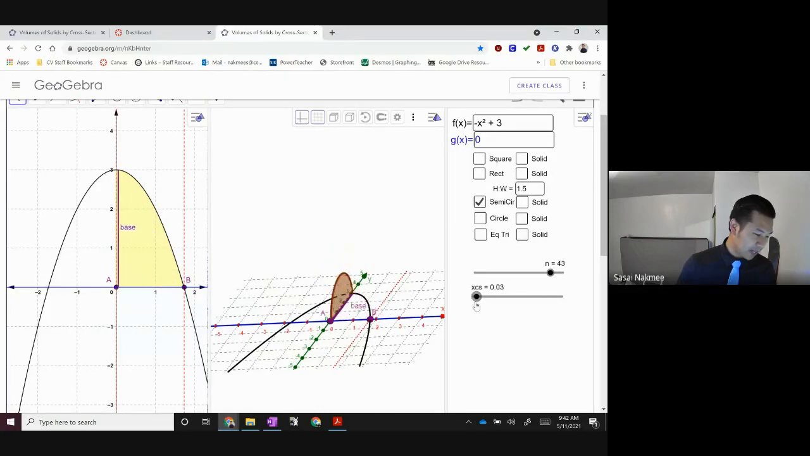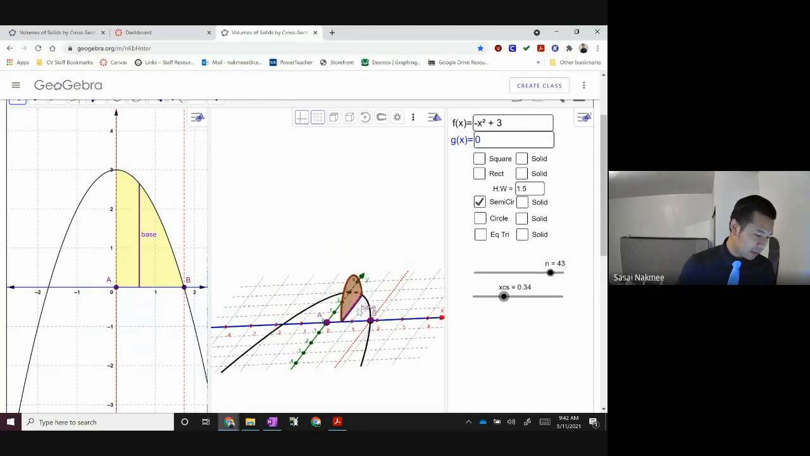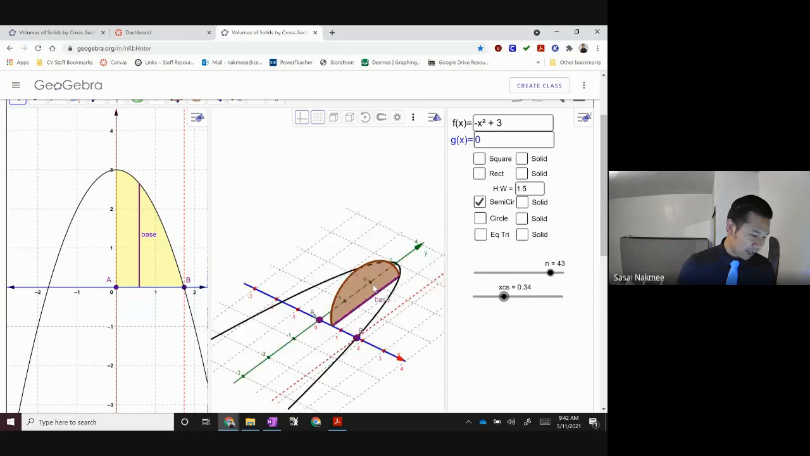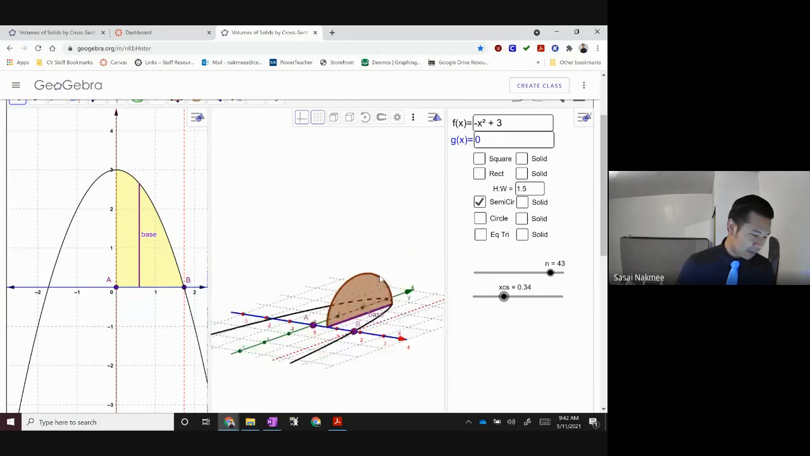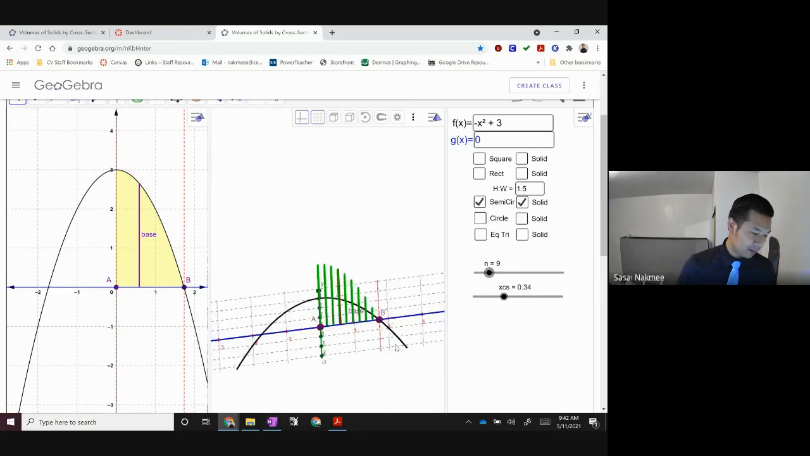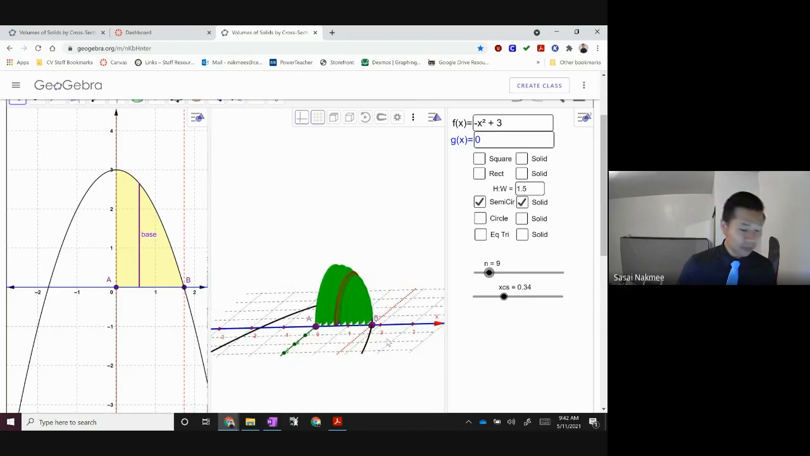So if this is your base, your circles would be based like that. You see that? With your diameter being the base. So it looks something like this. You see it? So there are different shapes here that we can take into account.